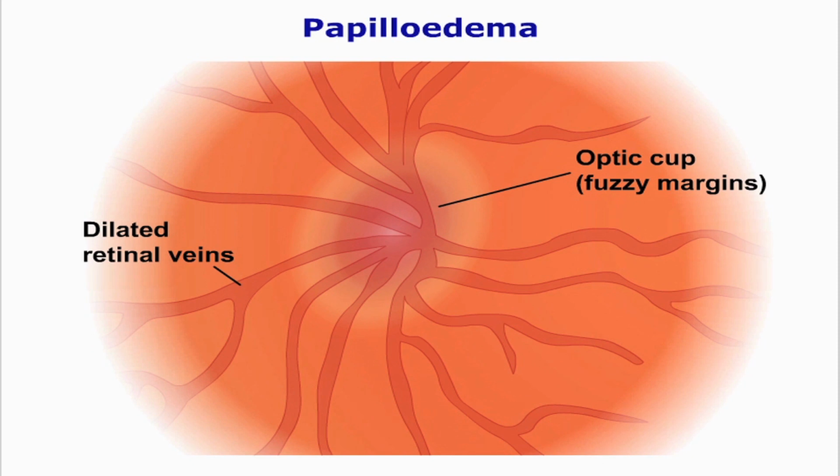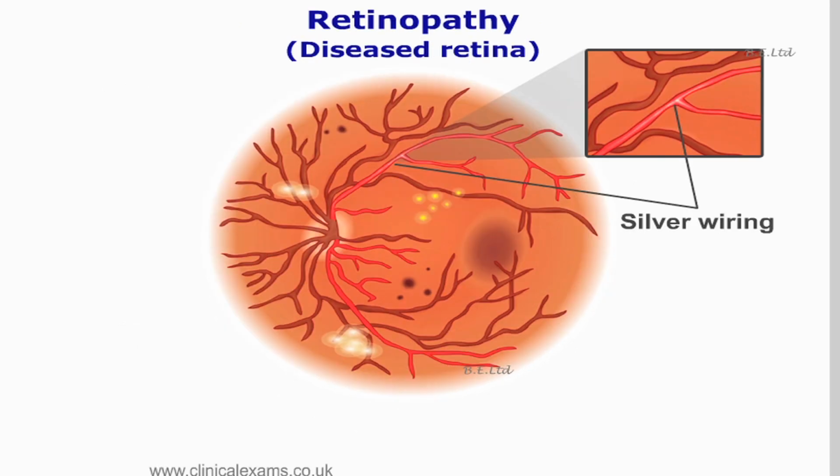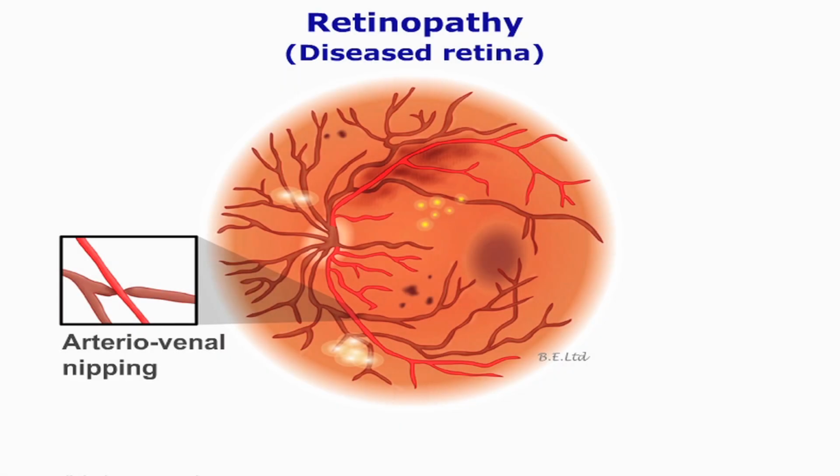Then locate the macula. This is the area of central vision, and it is found lateral to the optic disc. This area should be clear of vessels. The retinal arteries are lighter in color than the veins. Check for tortuous vessels and the appearance of silver wiring, which is produced by distended arteries as they reflect the light. Note any arteriovenous nipping.